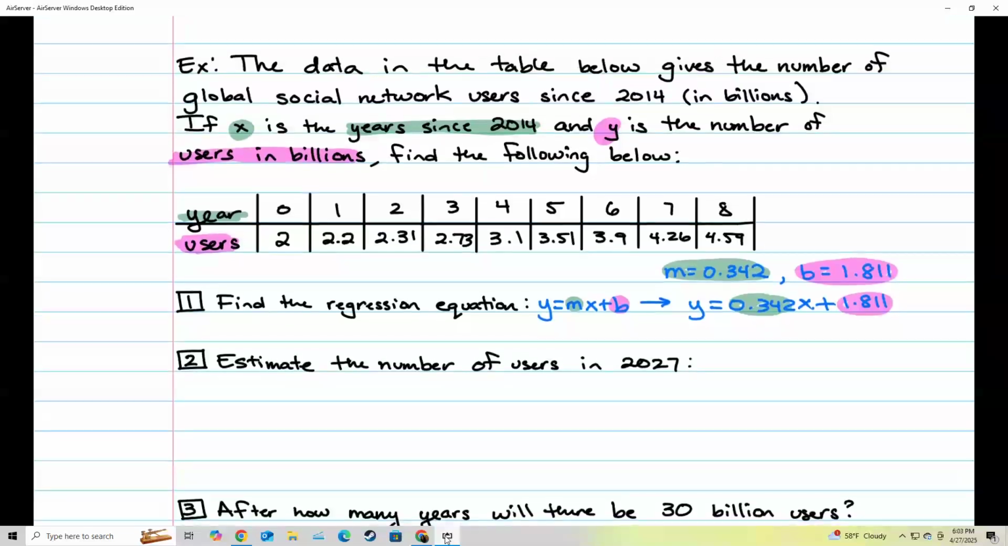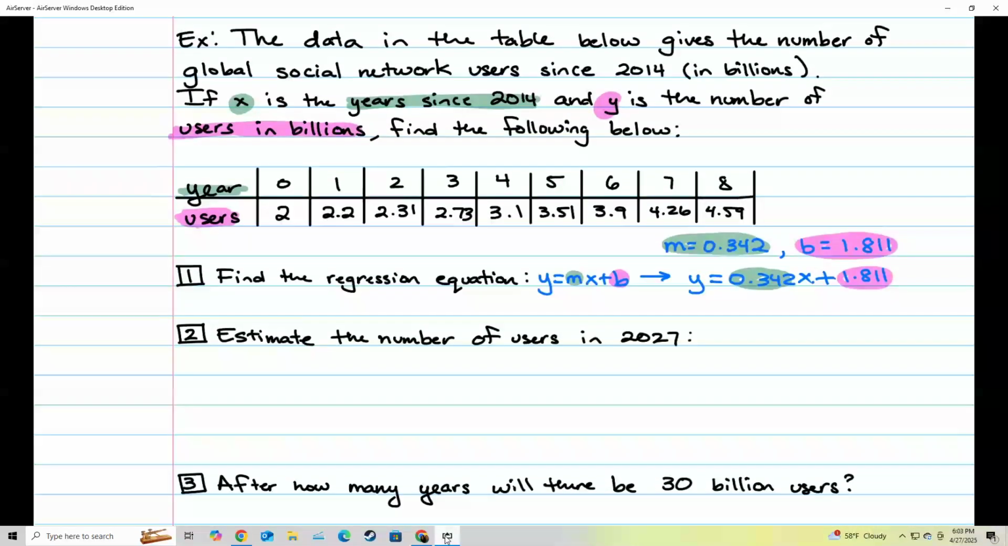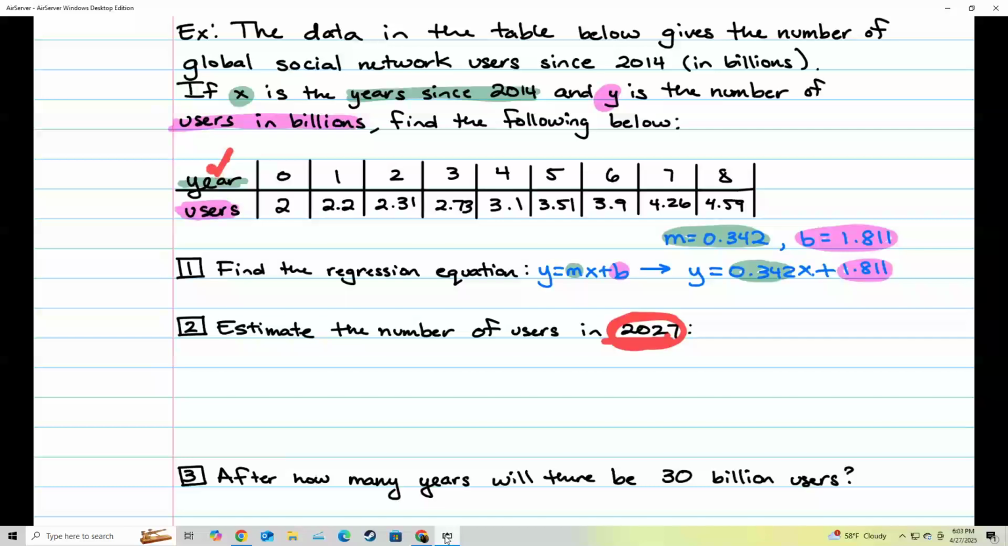Okay, so let's see. We're going to use our line of best fit. The first thing I want you to notice is that they want the number of users in 2027. This is the year, so that's my X value, because they said that X was the number of years. However, I'm not going to plug in 2027 into my X, because your X has to be the number of years since 2014. So how many years has 2027 been since the year 2014? I need to figure out that number first before I start substituting any numbers.